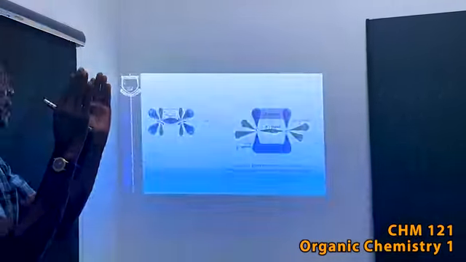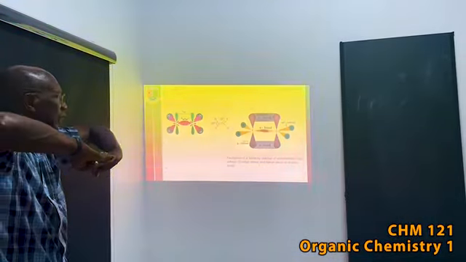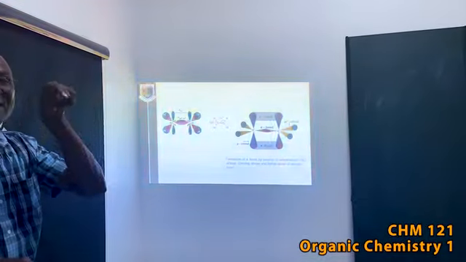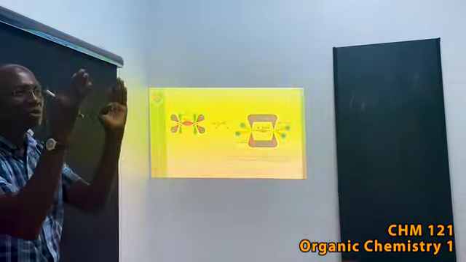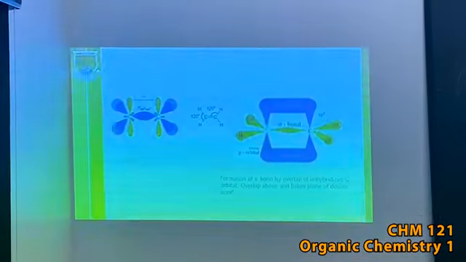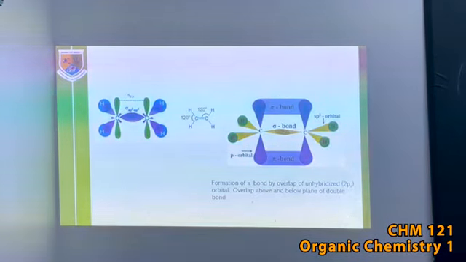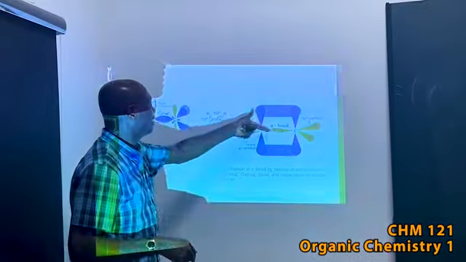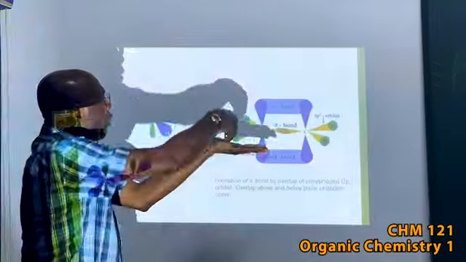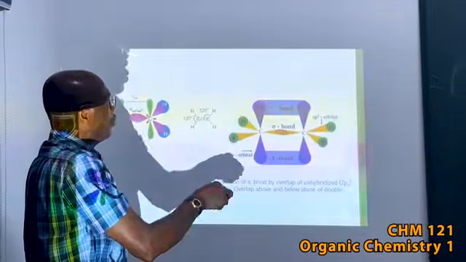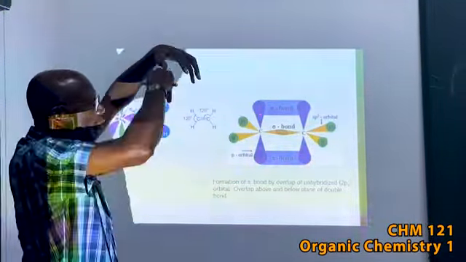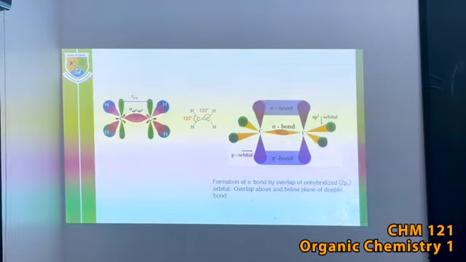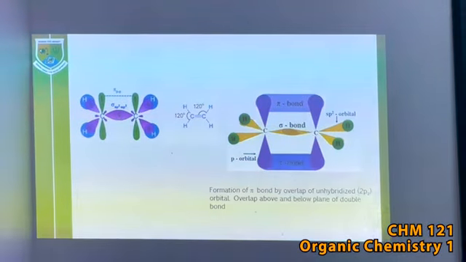So we call that a parallel overlap instead of a head-to-head overlap. This is a head-to-head overlap resulting in a sigma bond, whereas a side-to-side overlap, as we have here, results in what we call a pi bond. Remember that sp2 orbitals are in the same plane, and above and below is where we have the lobes of these orbitals. So they overlap above and below the plane, resulting in what we call a pi bond.